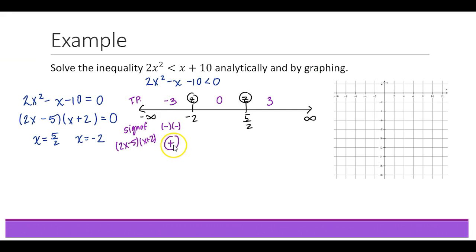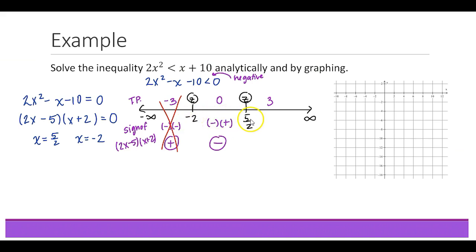Now, do I want positive numbers? Let's see. I wanted to know where the original function, the factored version, is less than 0. That means negative. I want negative intervals, right? So this less than over here means that I want negative intervals. So I do not want to include this first interval. Then we go ahead and move on to substituting in 0. 2 times 0 minus 5, that's going to give me a negative. 0 plus 2 is going to give me a positive. So a negative times a positive is a negative. I do want to include this interval.